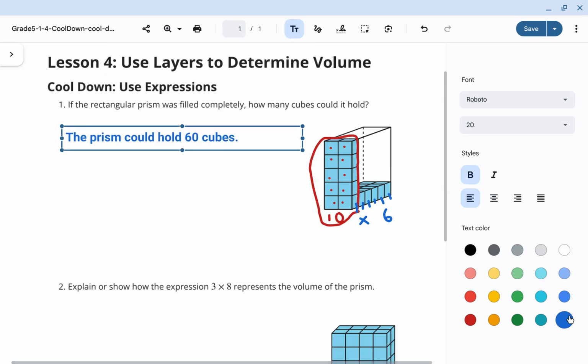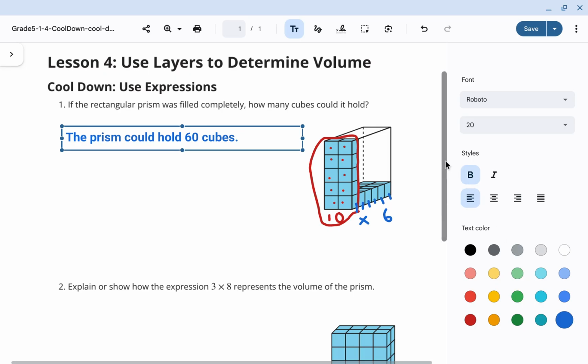So now we're going to go ahead and write that down as our answer for number 1. The prism can hold 60 cubes. That is what we were asked to define, and therefore we know we can extend that to say that that is the prism's volume, 60 cubes. Now we're ready for number 2.